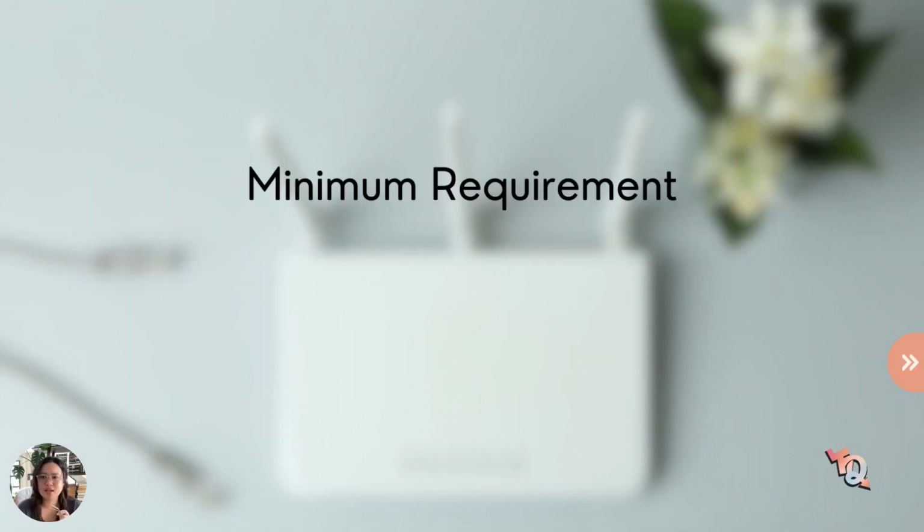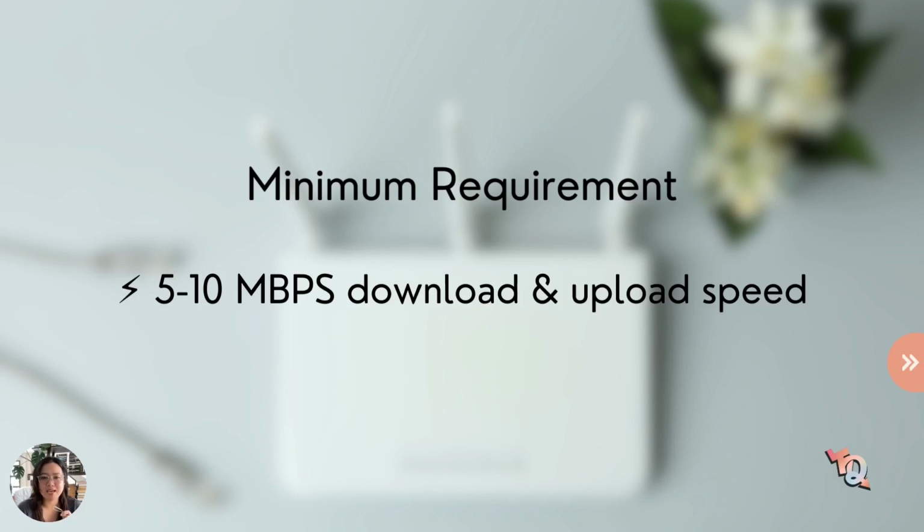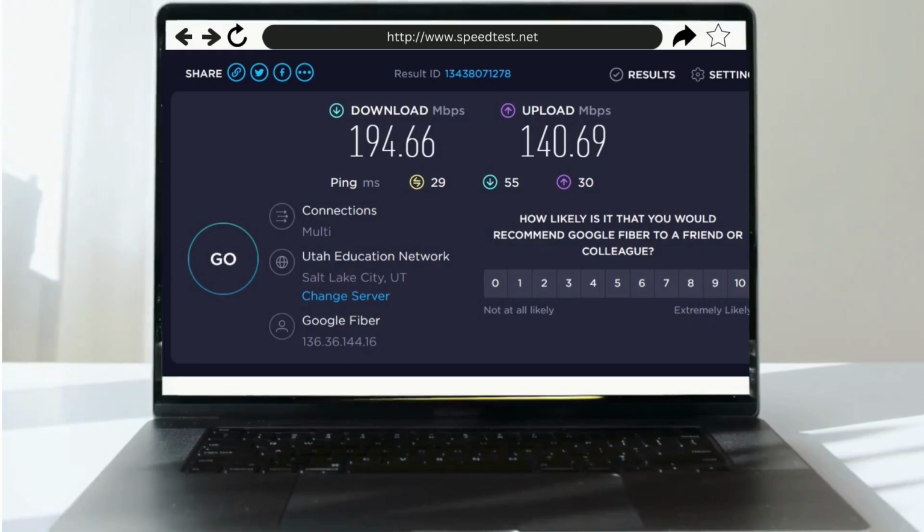Let's first discuss what is the minimum internet speed requirement for you as a VA. You need somewhere from 5 to 10 Mbps, or megabits per second, of download and upload speed. This is your internet bandwidth. Again, 5 to 10 Mbps is just the minimum bandwidth required. Sending a screenshot of your internet speed test result is sometimes even a requirement when submitting your application.